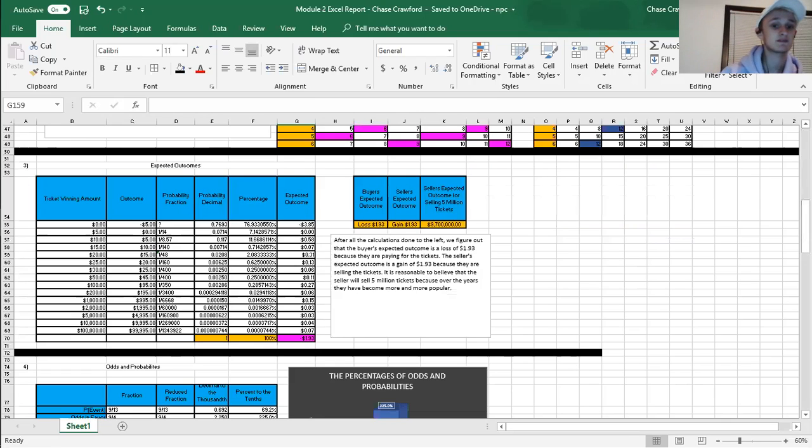And it's reasonable to believe that the seller is expected to sell 5 million tickets because over the years it's become more popular for people to try to win money because people think, oh, I might not have a chance to get the money, but hey, if I don't try, then I can't get the money. So they go out and get many, many tickets trying to place their bets and actually win some money, which most people end up just getting back the money that they paid, so they don't earn anything.